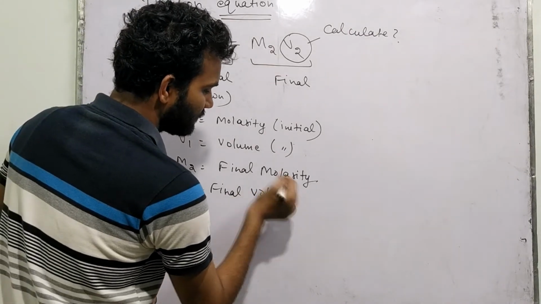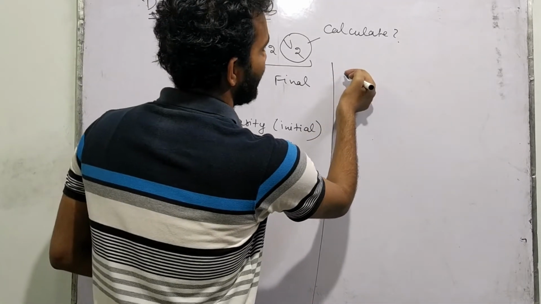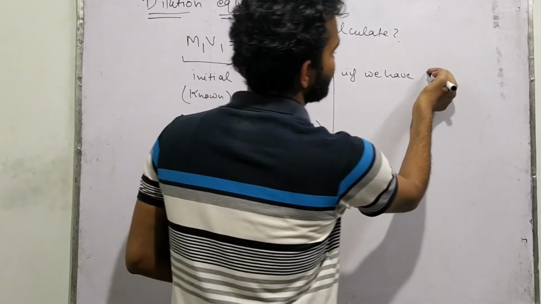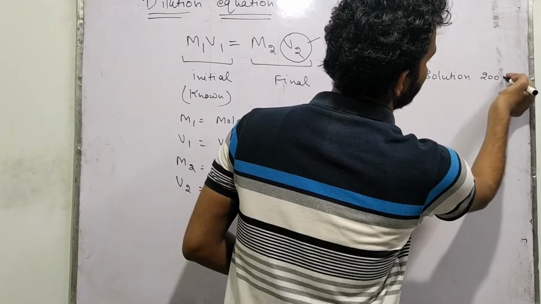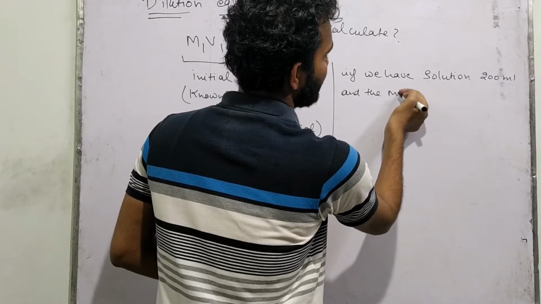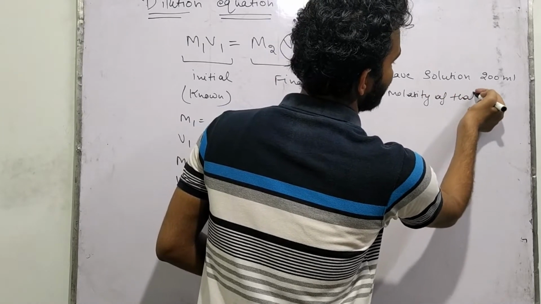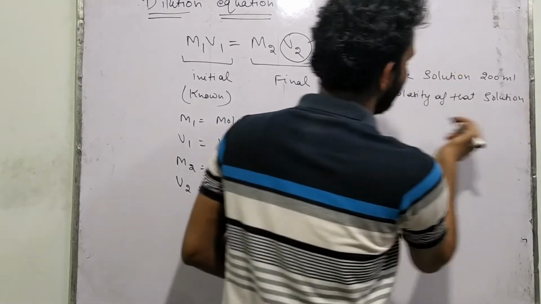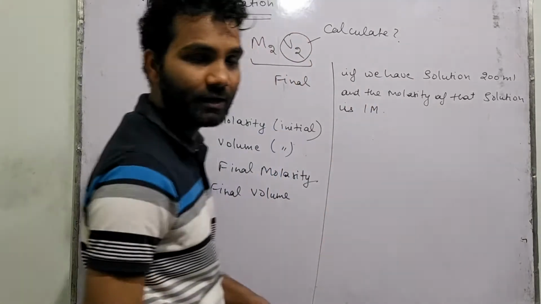Okay, now we will do a question on this formula, that is, if we have a solution of 200 ml and the molarity of that solution is 1 molar. Clear?